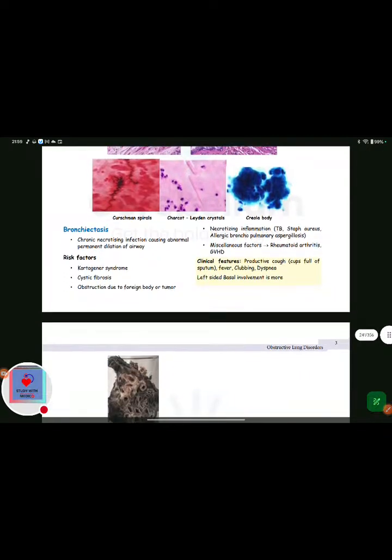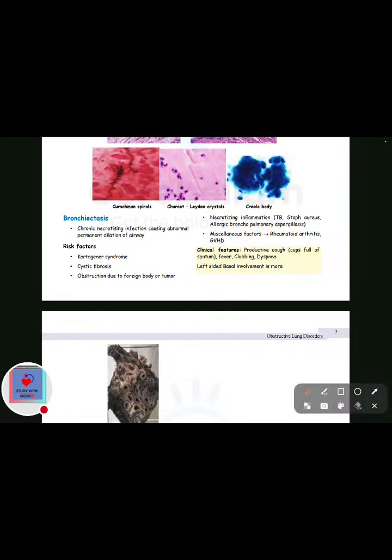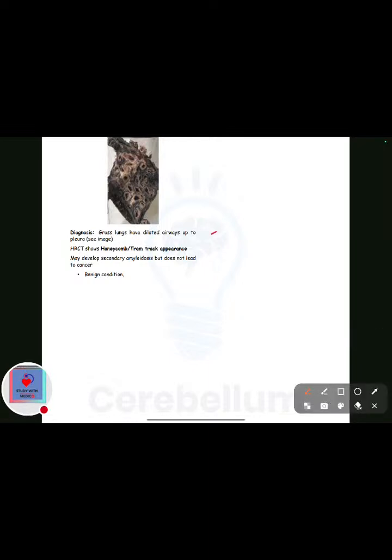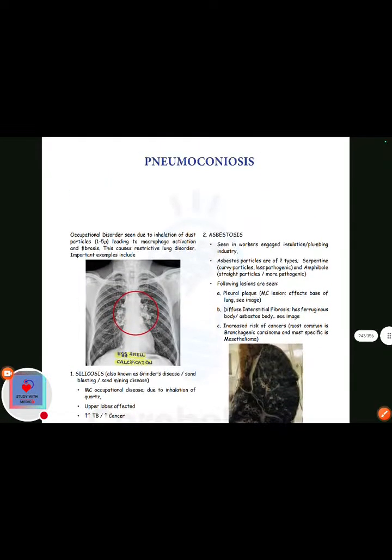So this was about bronchiectasis, a short and sweet summary. Etiology includes Kartagener syndrome, cystic fibrosis, obstruction by foreign body, necrotizing infections, and miscellaneous causes like rheumatoid arthritis. Clinical features: productive cough, cup full of sputum, fever, clubbing, dyspnea, left-sided basal involvement. Diagnosis is by gross lungs with dilated airways up to the pleura, and HRCT with honeycomb or tram track appearance. It may develop secondary amyloidosis but does not lead to cancer.